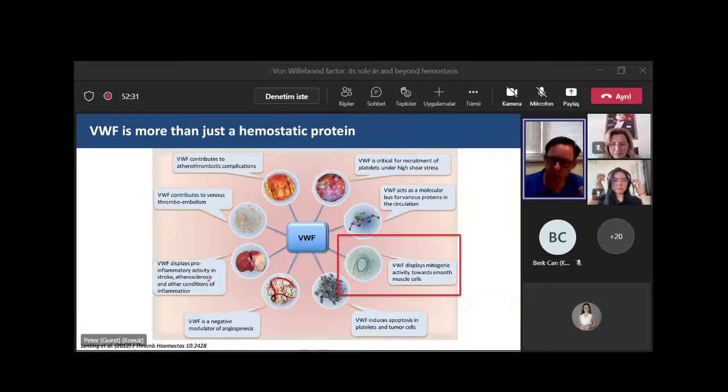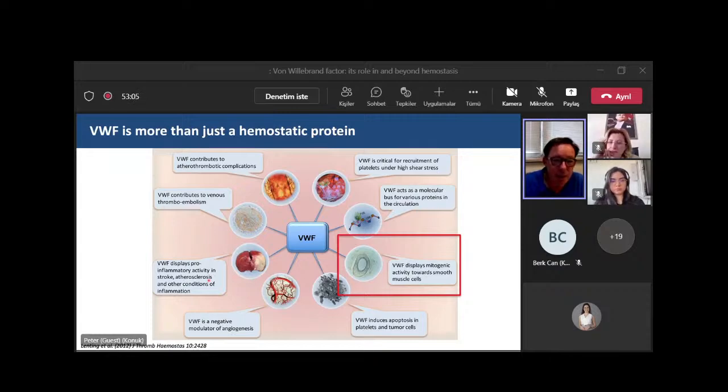Of course, we all know about factor VIII, but there are also other proteins like, for instance, angiopoietin-1, osteoprotegerin. There are some complement proteins that can bind to VWF. There is PD-L1 that can bind to VWF. So there are many proteins that VWF can interact with, so either directly or indirectly, it can be interacting with all kinds of physiological processes.